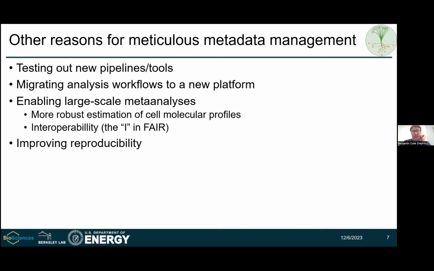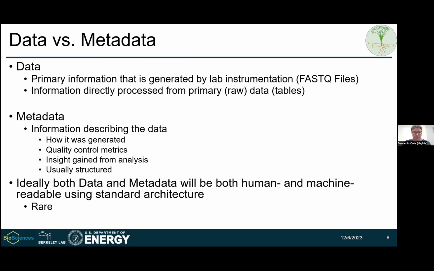And there are other reasons why it's important to have accurate and comprehensive metadata descriptions. One of them is it's useful to test out new pipelines and tools. As I mentioned, these large-scale meta-analyses are enabled by the availability of metadata. It's useful to migrate workflows from one platform to another. Maybe you're moving your local analysis onto a high-performance computing environment, and you need to transfer all of your workflows over there. And it also helps to improve reproducibility.